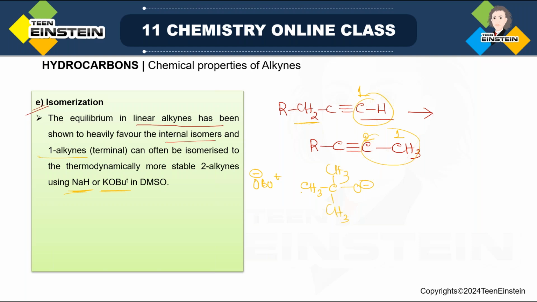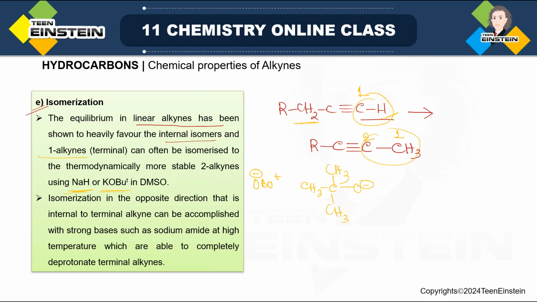This is a very strong base, and it can capture this H. The detailed mechanism we are not discussing here, but in the presence of this type of strong base, this hydrogen will be captured by the base, and there will be formation of C minus, and then there is some mechanism. We are not going into that, but remember, in the presence of this type of base, we can get internal alkyne.